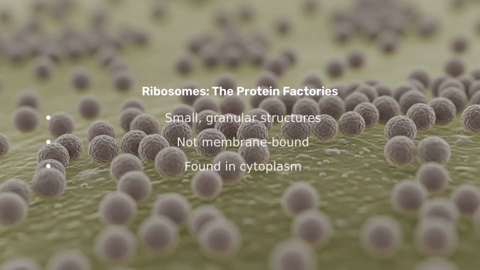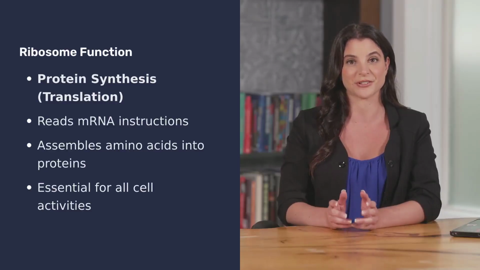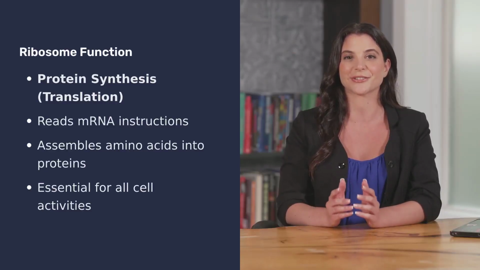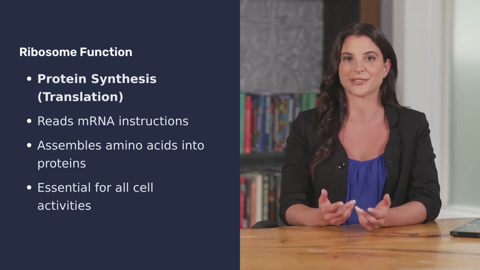Scattered throughout the cytoplasm are tiny granular structures called ribosomes. These are unique among cellular components because they are not enclosed by a membrane. Prokaryotic ribosomes are slightly smaller than those found in eukaryotic cells, but their function is equally vital. The primary function of ribosomes is protein synthesis, also known as translation.